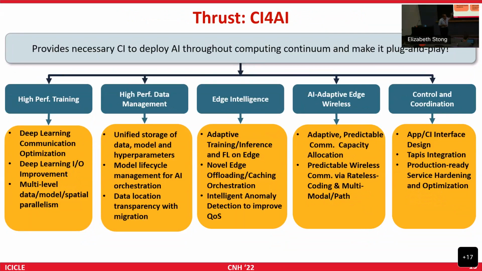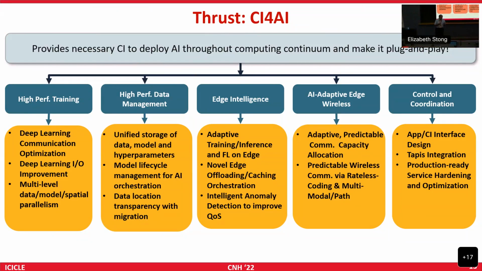So then we have the CI for AI. That relates to many people in this room. Cyber infrastructure for AI provides the necessary CI to deploy AI throughout the computing continuum, make it plug and play. So this is where high performance training, I think most of you are very much related to this. How do I really run using very large HPC systems? How do I do the training, machine learning or deep learning, in the best possible time? But then it also goes into high performance data management. How do you design edge intelligence?